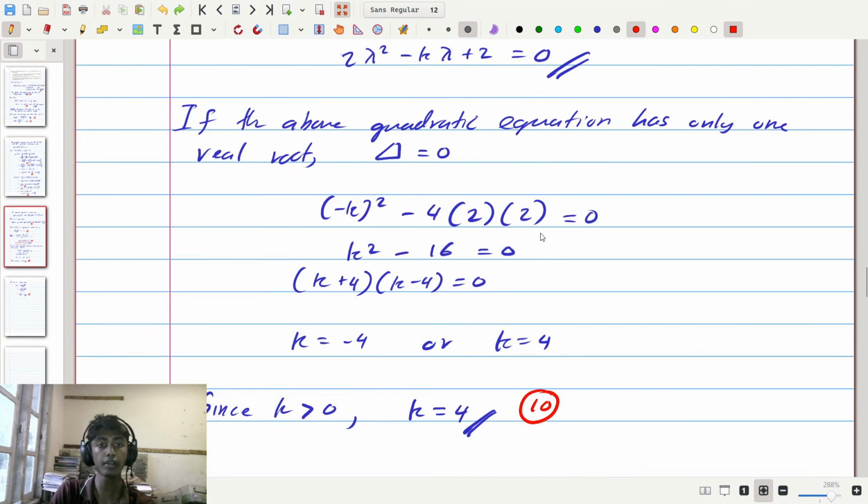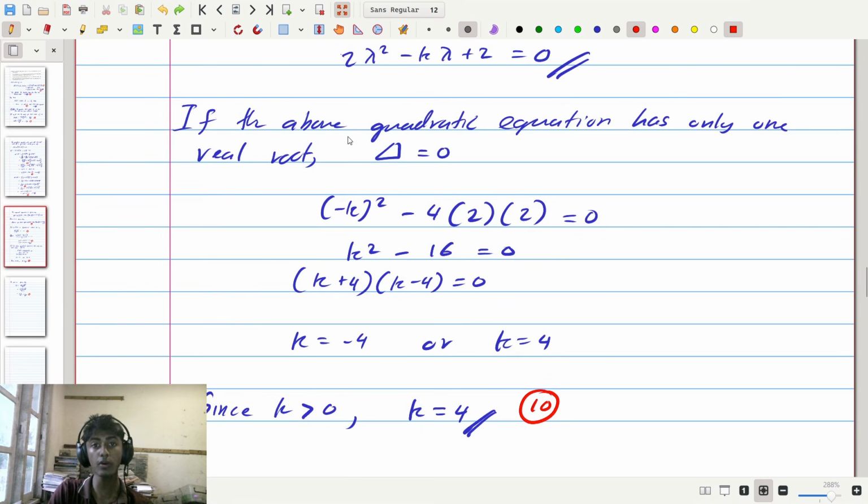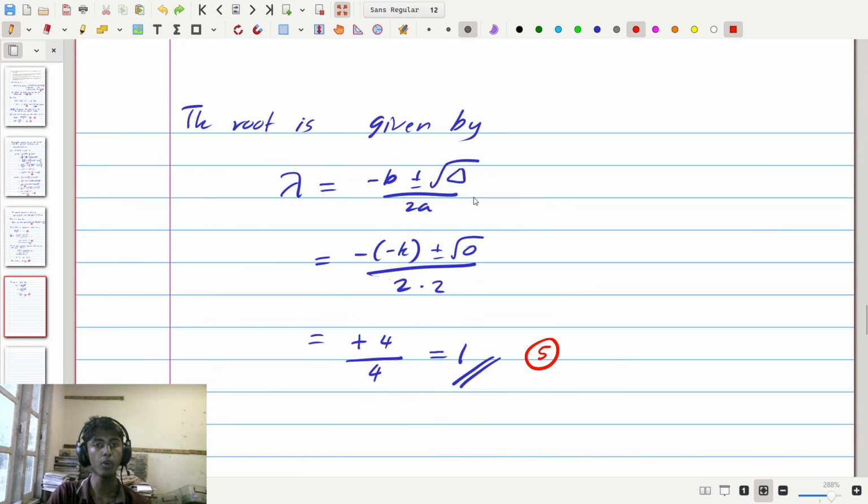Now after that, for the next part, when you say that if delta is equal to 0 in this equation, it will have only one root, and in that case, we will get two values of k equals negative 4 and k equals 4, and since k is positive, k must be equal to 4. For getting all of this, you get 10 total marks. Now after that, for the last part of the question, when you then find the value of lambda by using the corresponding value of k which is equal to 4 and get lambda equals 1, you get a final 5 marks. So that's going to be the end of this question.